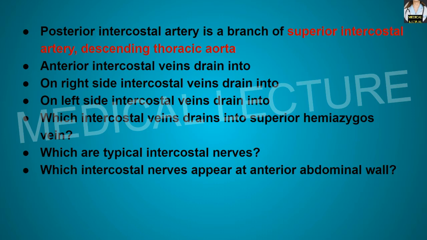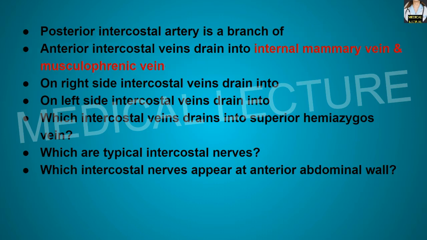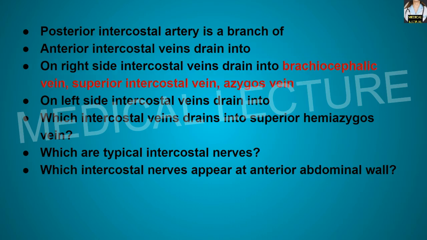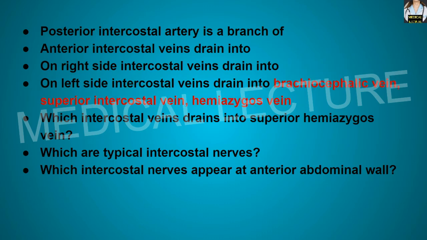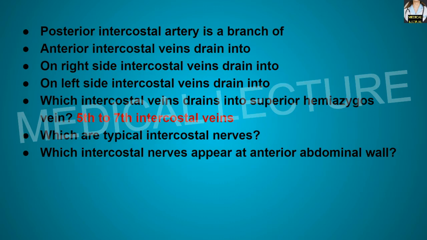The anterior intercostal vein drains into the internal mammary vein and the musculophrenic vein. On the right side, intercostal veins drain into the brachiocephalic vein, superior intercostal vein and the azygos vein, while on the left side, intercostal veins drain into the brachiocephalic vein, superior intercostal vein and the hemiazygos vein. Which intercostal veins drain into the superior hemiazygos vein? The 5th to 7th intercostal veins drain into the superior hemiazygos vein.